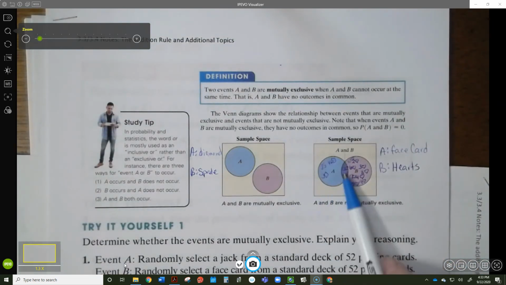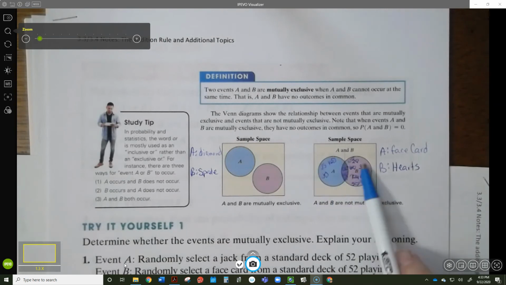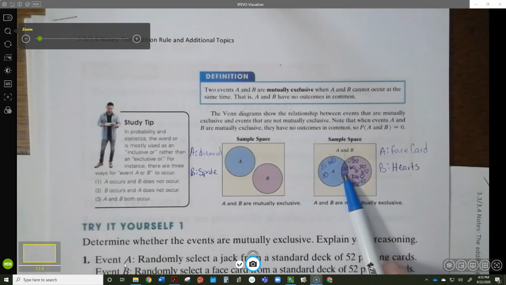Over here, we have all of the face cards. And then over here, we have all of the hearts. And in that section right there, we have the things that are in both of these groups at the same time. We have the face cards that are hearts. So these two groups right here are not mutually exclusive. And there's lots of things that you can think of that you can be both at the same time.